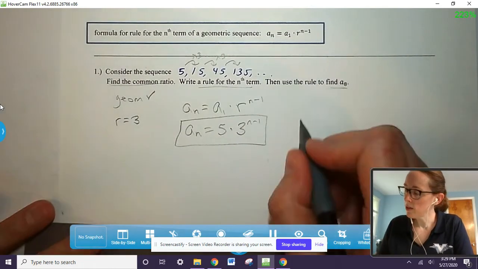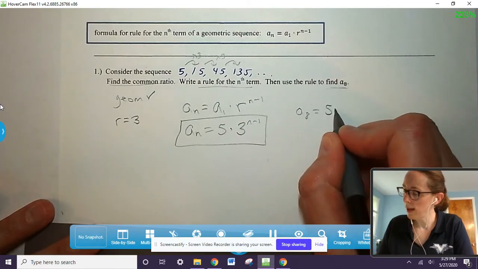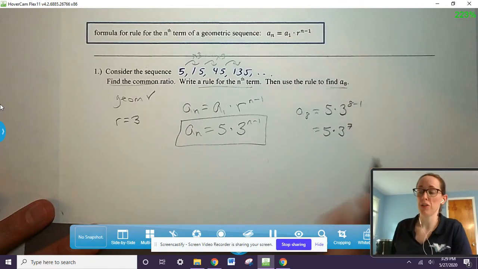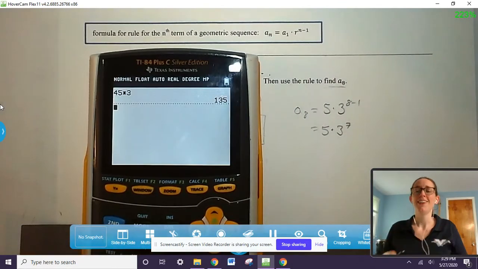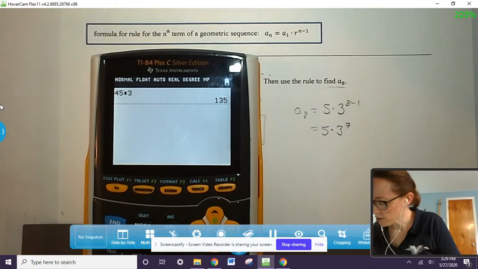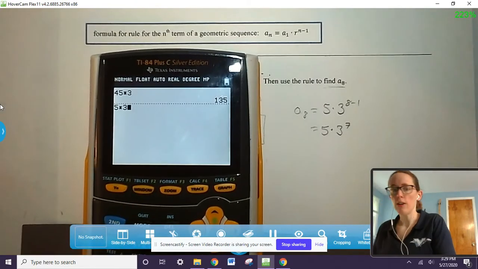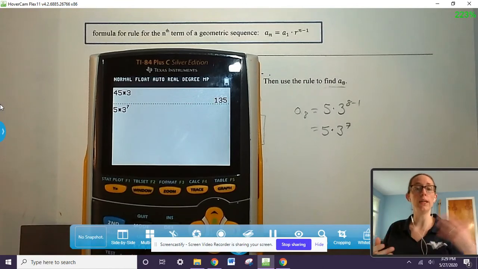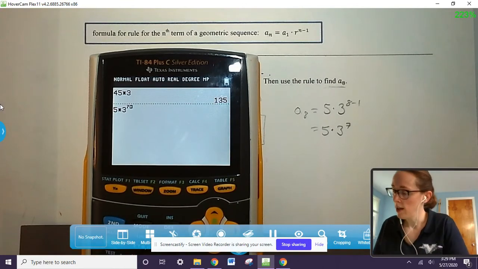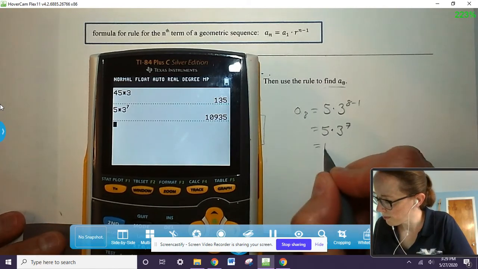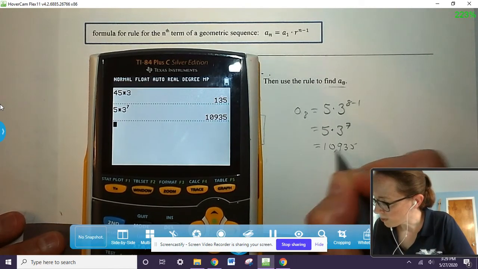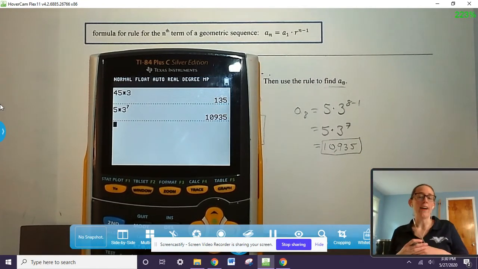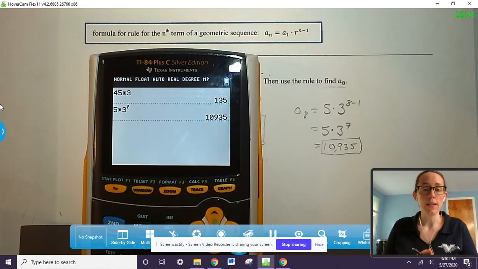And if we want to find a sub 8, we're going to go in here and plug in 8. So we're going to have to put this into our calculator, I think, unless you want to figure out what 3 to the 7th is, and then multiply that by 5. So let's use a calculator for this one. So it's 5 times 3 to the 7th. The graphing calculators do PEMDAS for you, so you can put it in all at once. The calculator is going to do the exponent, and then it's going to do the multiplication. And we get this very large number. That's one thing about geometric sequences is depending on the numbers you have, they can actually get a lot bigger, a lot faster than the arithmetic ones that you've seen in the past.